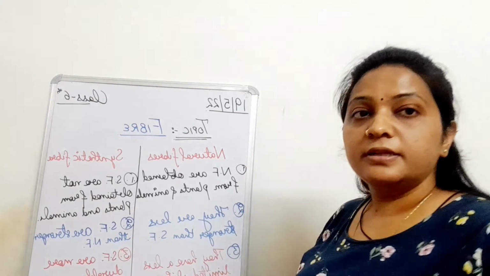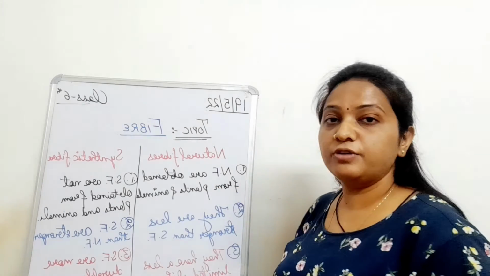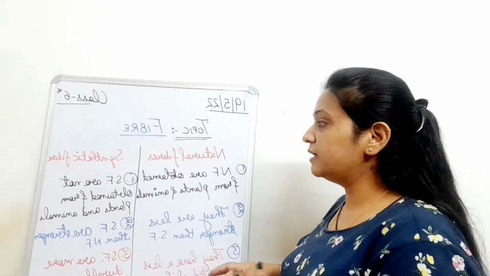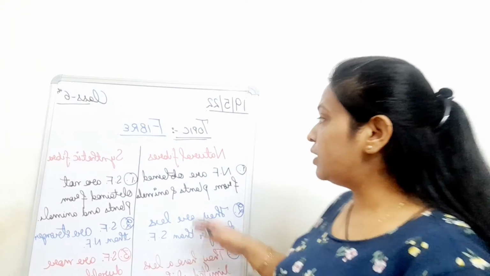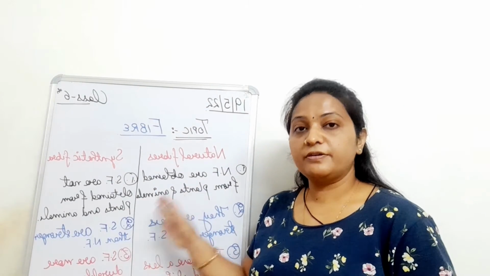I hope this is clear to everybody. So the fourth point you can write is examples, what examples we have of these. Very good, students. I hope this difference is clear to everyone.